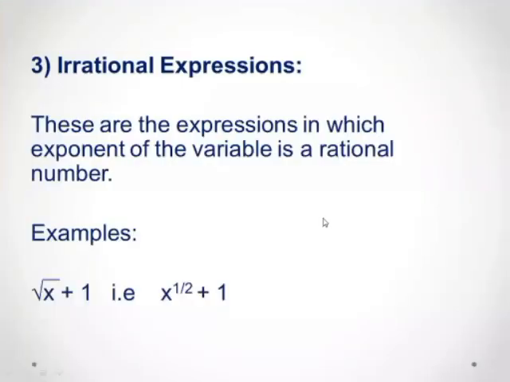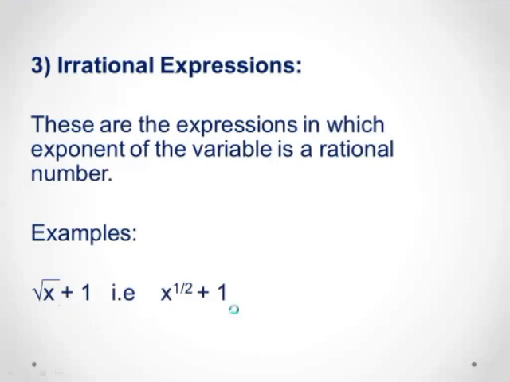The third type of algebraic expressions is known as irrational expression. These are the expressions in which exponent of the variable is a rational number. You can see here in the example, under root x plus 1. So the power of x is half over here. That is, if radical sign is present in any expression, it means it is an irrational expression. So this is the example of it.